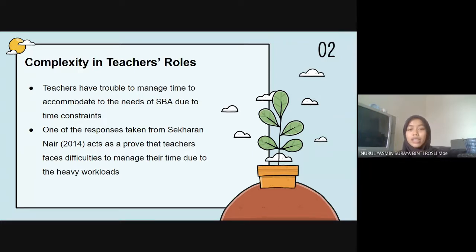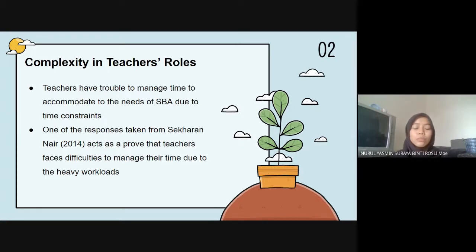All right, the next one is teachers have trouble managing time to accommodate the needs of SPA due to time constraints. Like we all know, teachers have a lot of workloads. They have to mark the papers, they have students, they have to plan their lessons, they have to produce a lot of lesson plans and so on. So they have trouble managing their time as teachers. When they do not have enough time to plan a proper SPA, then the SPA cannot be administered in school smoothly.